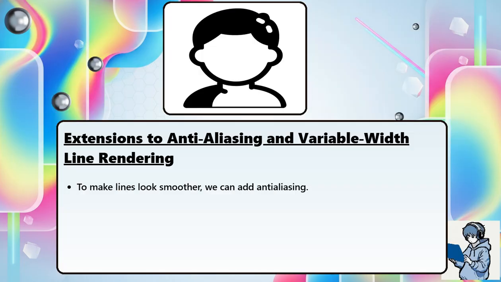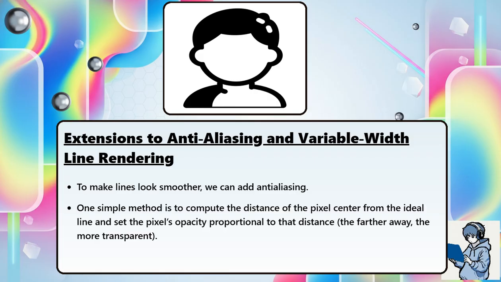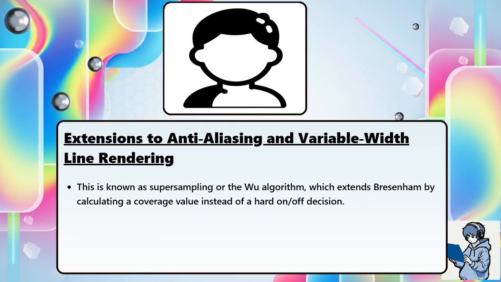To make lines look smoother, we can add anti-aliasing. One simple method is to compute the distance of the pixel center from the ideal line and set the pixel's opacity proportional to that distance. The farther away, the more transparent. This is known as supersampling, or the Wu algorithm, which extends Bresenham by calculating a coverage value instead of a hard on-off decision.